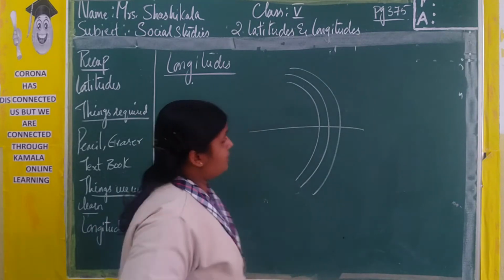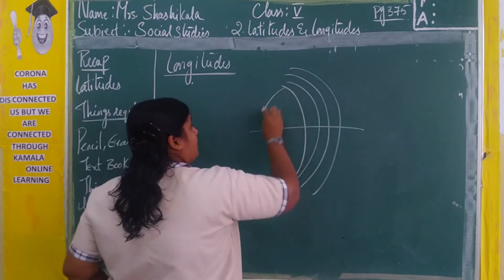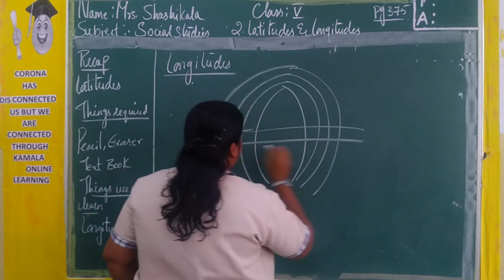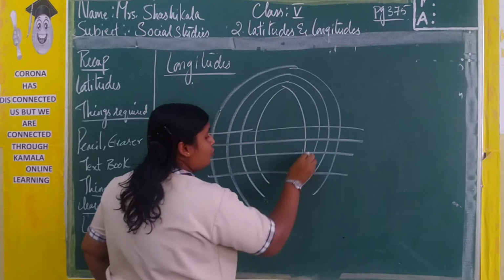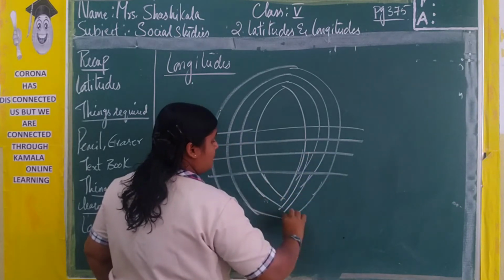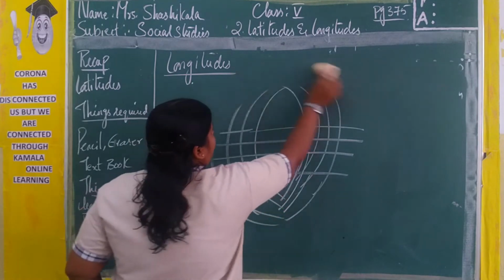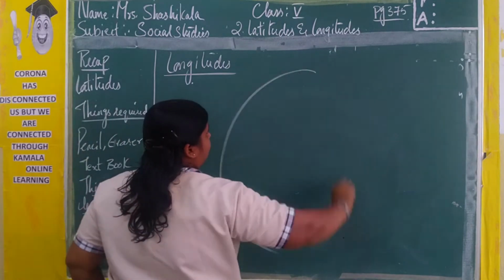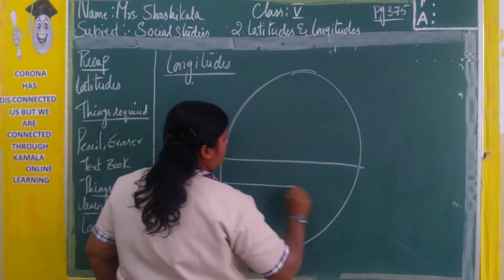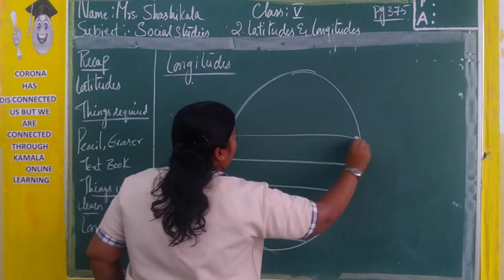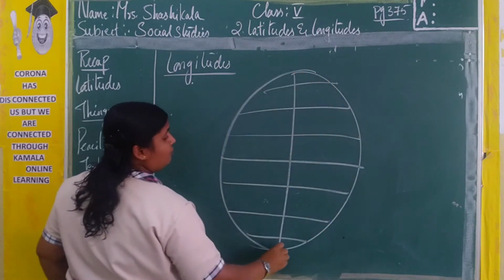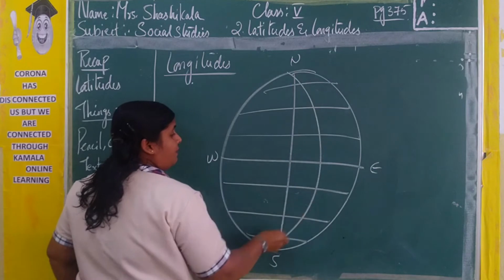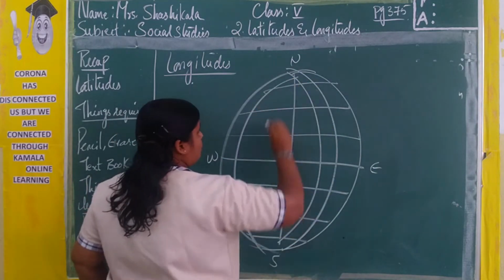Now moving to locating places. Wherever we can see the intersection of both the latitudes and longitudes. Here we have latitudes, all the 7 important latitudes, and this is the Greenwich meridian. Here it is east, west, north, and south. Now all the longitudes are coming from north to south.